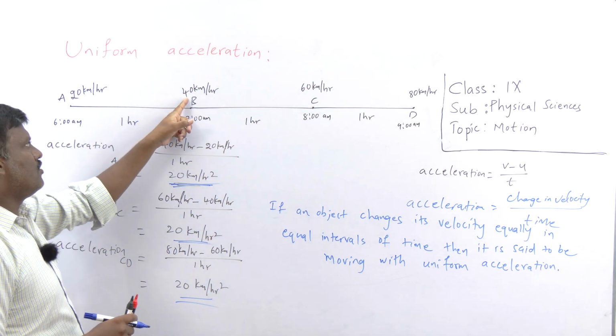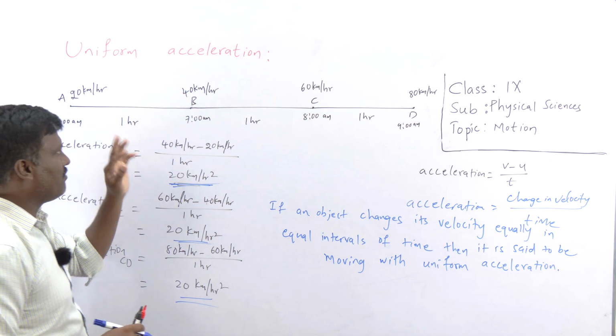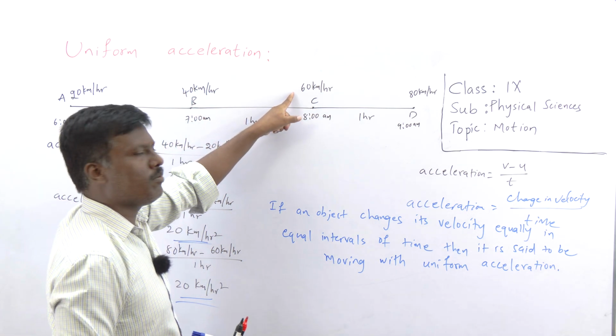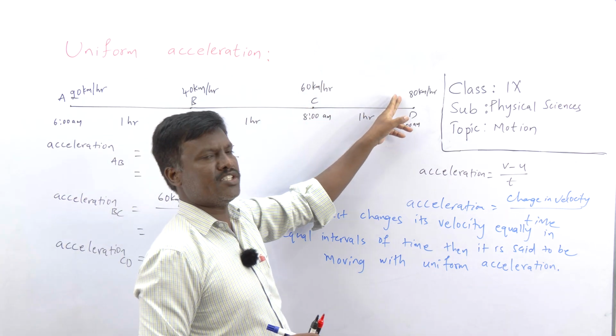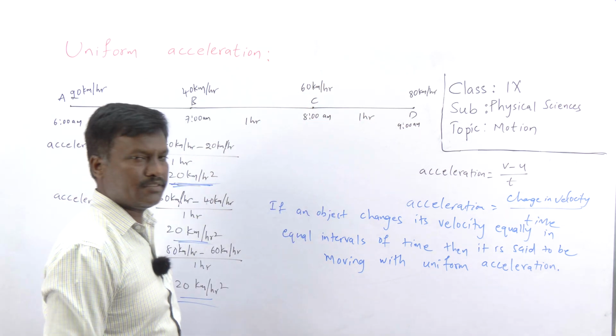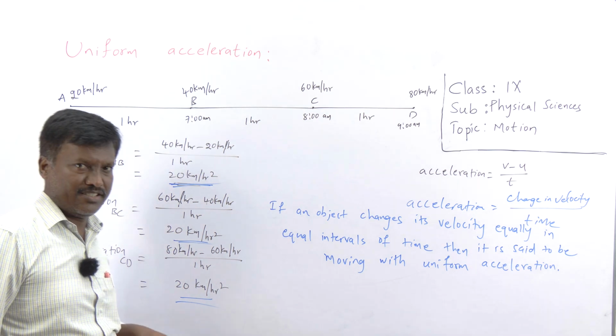20 to 40, how much change? 20. How much time taken? 1 hour. 40 to 60, how much change? 20. How much time taken? 1 hour. 60 to 80, how much change? 20. How much time is taken? 1 hour. Okay, I hope you understand. So please note down this uniform acceleration.